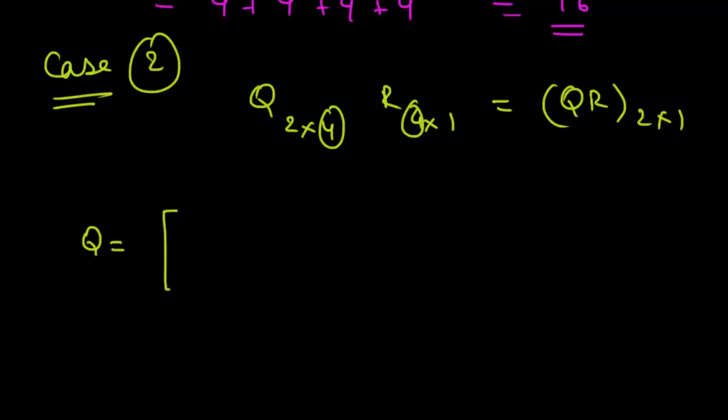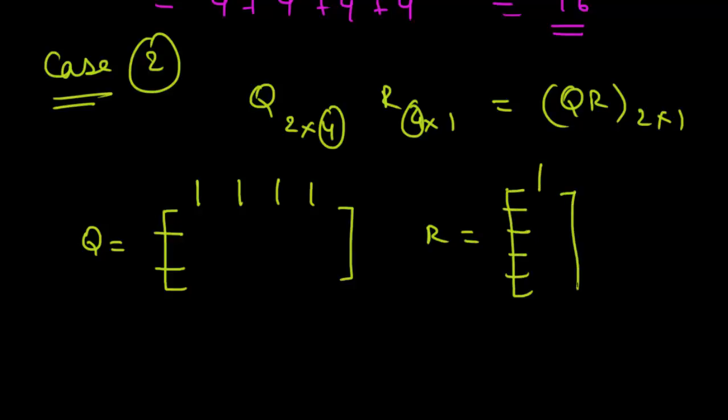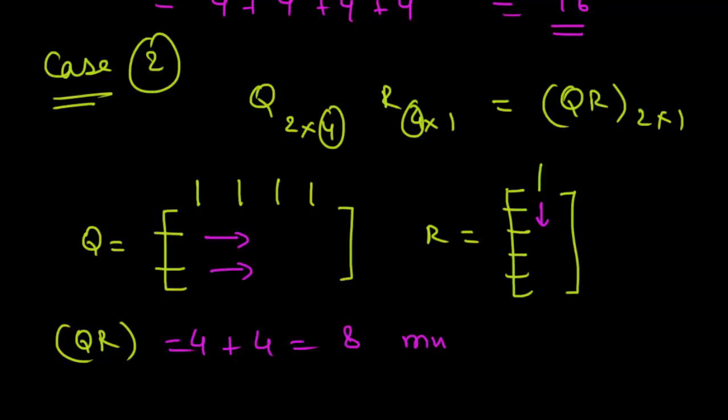So Q is having 2 rows and 4 columns. R is having 4 rows and 1 column. Okay, so QR will be having first row with first column, so 4 multiplication, second row with first column, again 4. So QR will be having 8 multiplications.